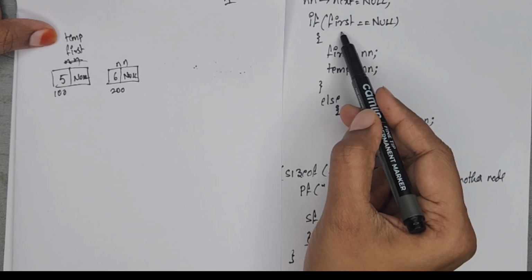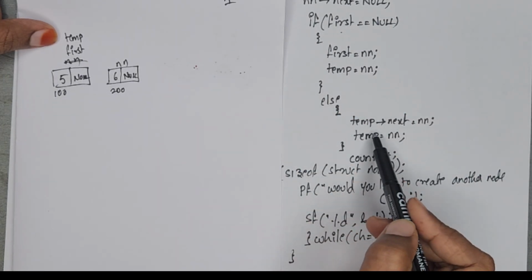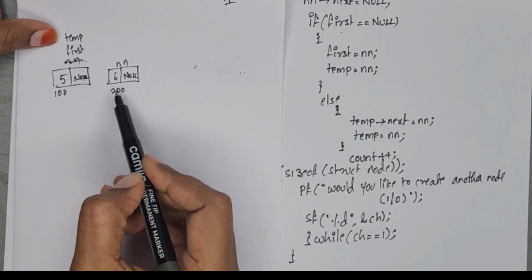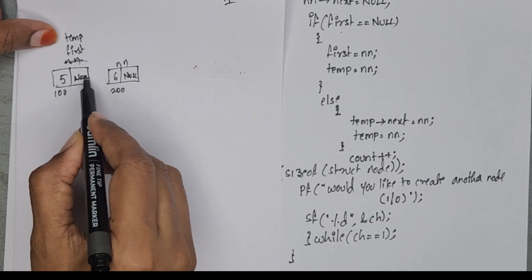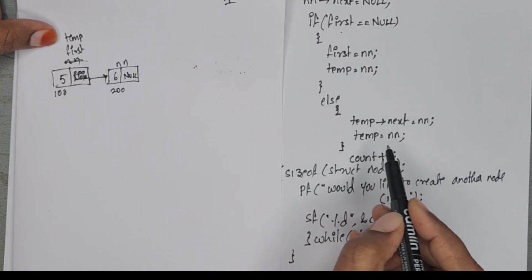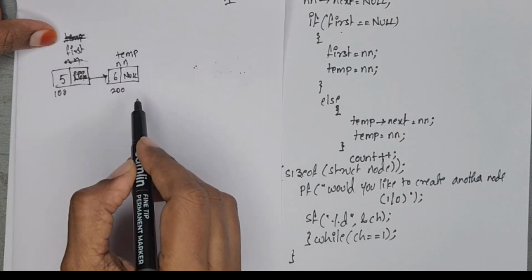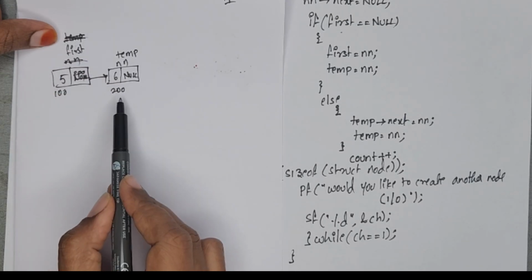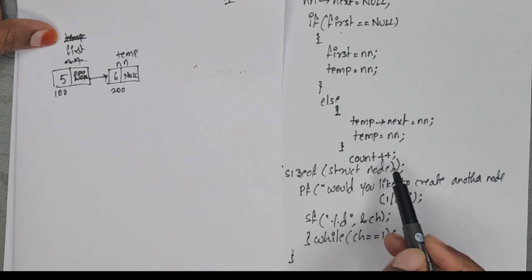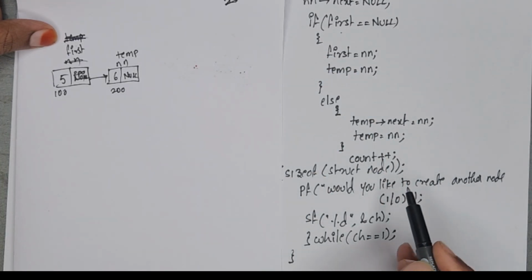Again it will check the condition: first equals to null? No, first is 100. Then it comes to the else part. Temp of next, it will add the new node: temp of next equals to new node. It means in place of null, it will assign 200. Now new node is assigned to temp. Now temp is 200. This node name is first, and this node name is new node at temp. It increments the count value by 1. Now count becomes 2 because there are 2 nodes in your list.